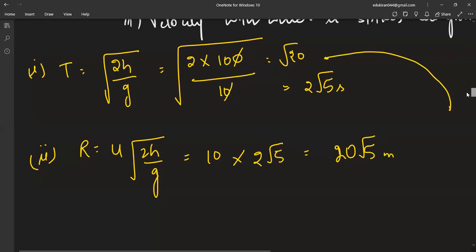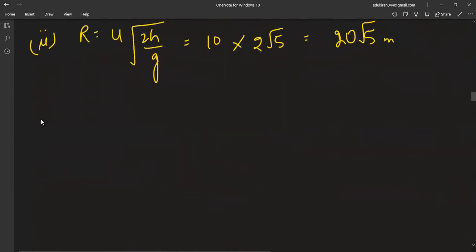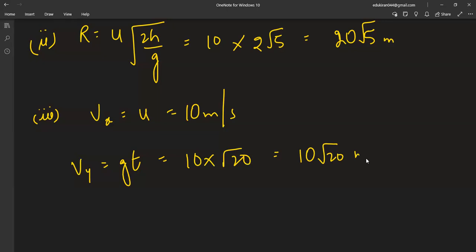The last part is asking the velocity. When it says velocity, you automatically have to tell velocity along the y-axis and x-axis. Vx, we have seen the formula, it was u only. So Vx will be 10 meter per second. Vy, what was the formula we derived? gt. So acceleration due to gravity is 10, and time is 2 root 5, or you can take it as root 20 also. So that becomes 10 root 20 meter per second. Just to have this 10, that's why I'm writing it.